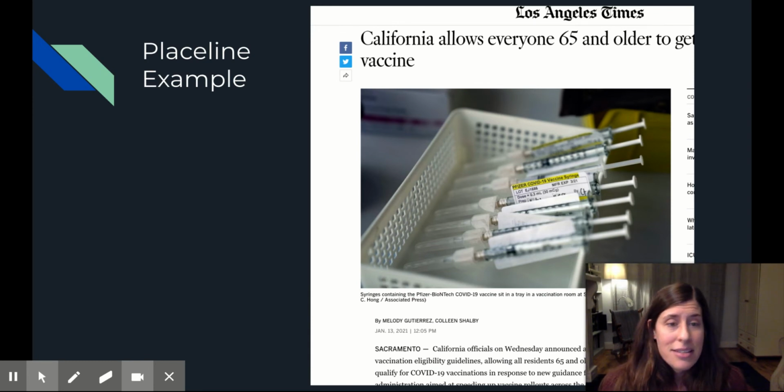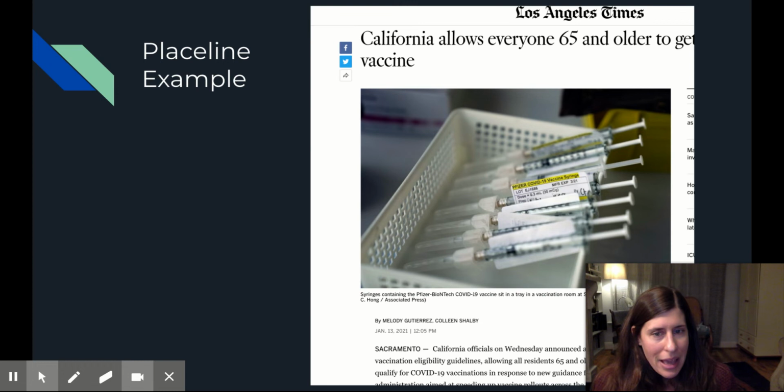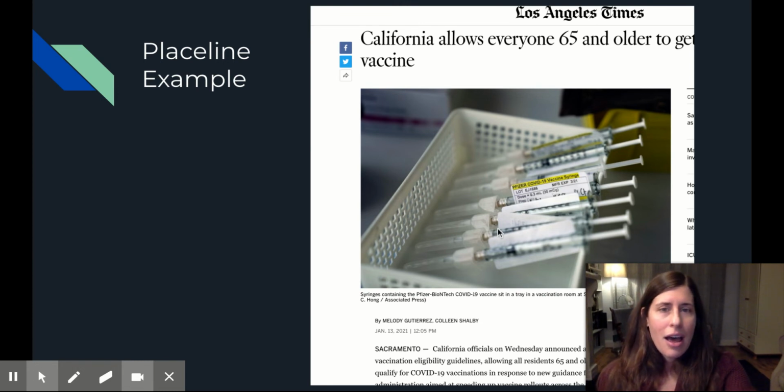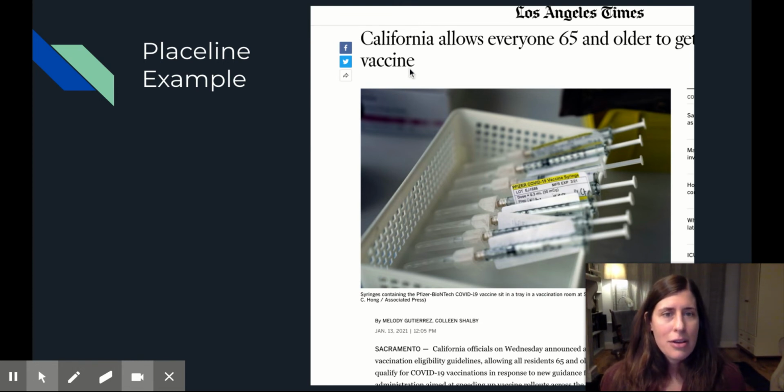The place line isn't always given. As you've seen, there were just 2 articles that didn't have a place line. But this one, we're back to the Los Angeles Times. Place line just gives where something happened, right? So we've got the headline, California allows everyone 65 and older to get the COVID vaccine.